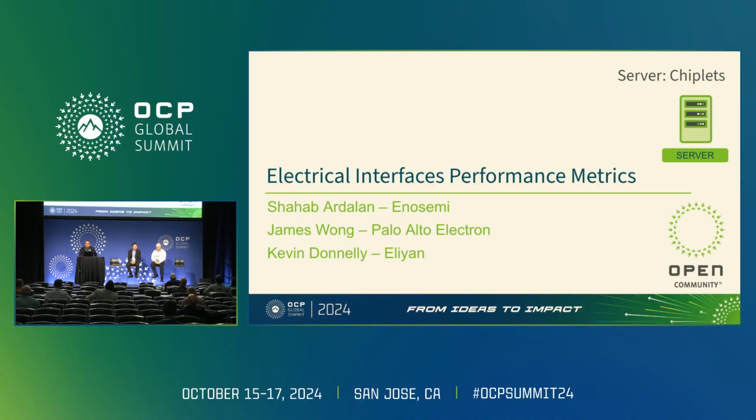At this point, we're going to talk about the electrical interface performance matrix that we worked on over the last, I believe, 6-7 years. It's a long list of participants, but unfortunately, there was a limitation of only 3 names up front. All the credit goes to all the people who worked on this activity over the last 6-7 years.